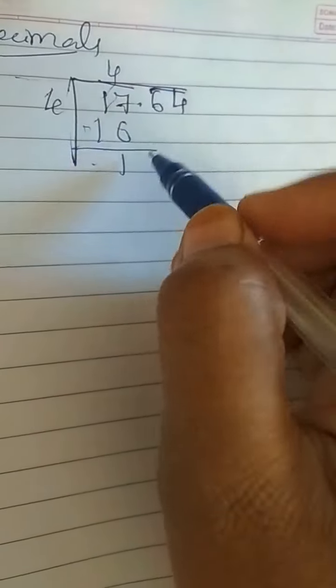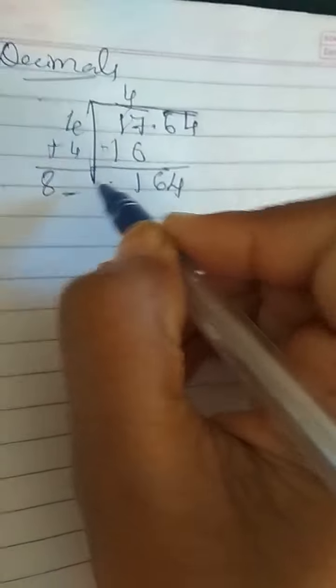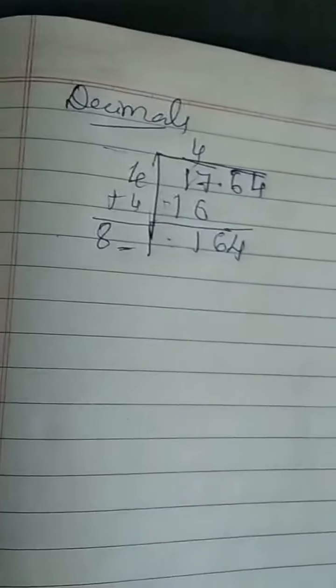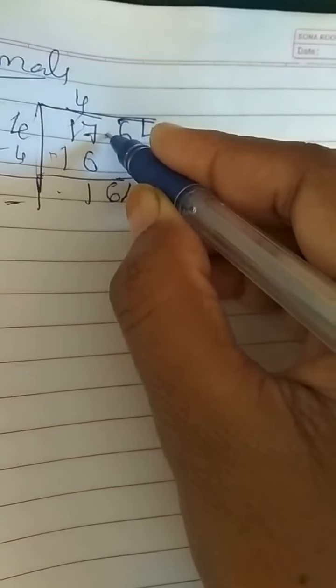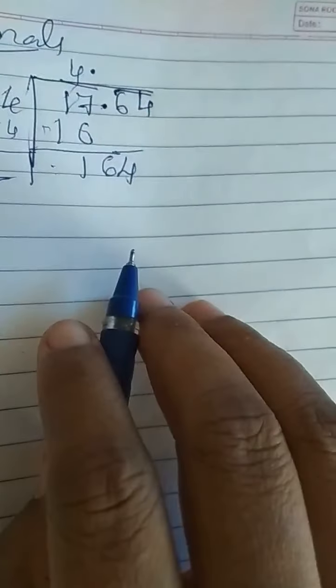Here 4 4s are 16, which will be nearest to this. 1 remains here. Again take 64 down. Don't give a point here. Here double it: 4 plus 4 is 8. Here one digit we have to fill which is suitable. Here there is a point. We have to give the point here because this section has completed.